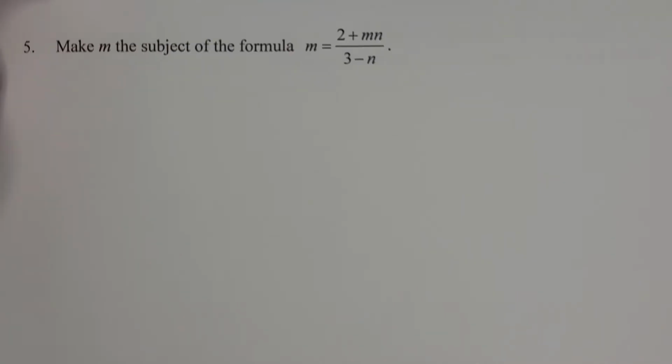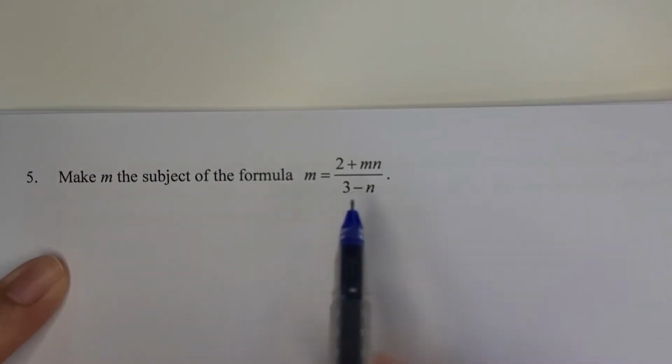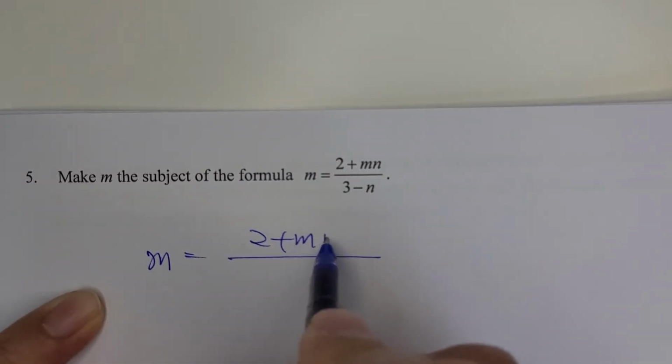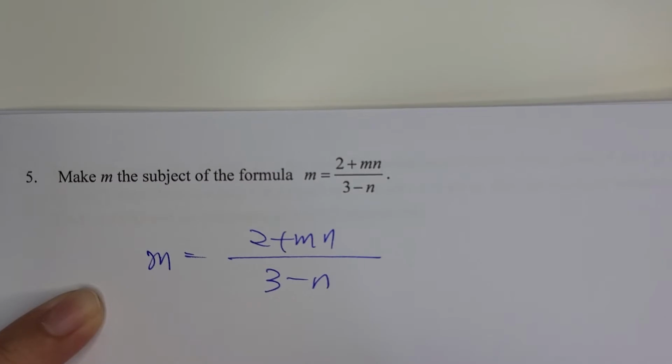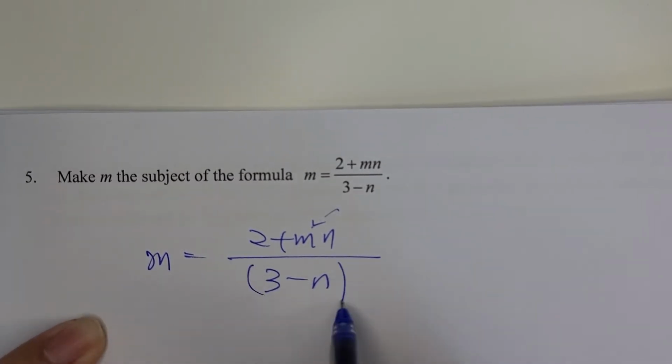Okay, and then move to question number 5. Make M be the subject of the formula. M equals 2 plus mn over 3 minus n. And you can see that there's an n here. You need to transfer it to another side. Okay, but be patient. You need to remove this denominator first.